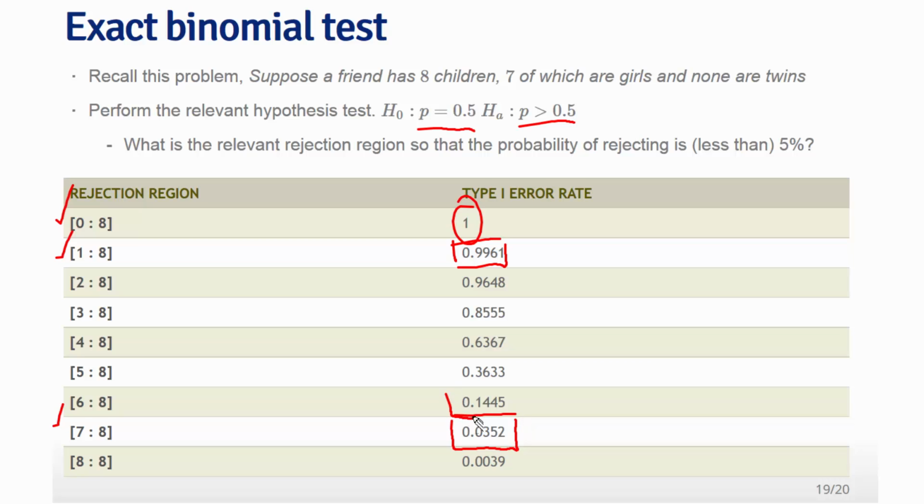Notice we can't get it exactly equal to 5% because there's a jump. If we set the rejection region to be 6 or higher, it's 14%. If we set it to be 7 or 8, it's 3%. If we set it to be 8, in other words, you would only reject the hypothesis of a fair coin if in fact the coin came up heads all 8 times, then you would have a type 1 error rate of 0.004.